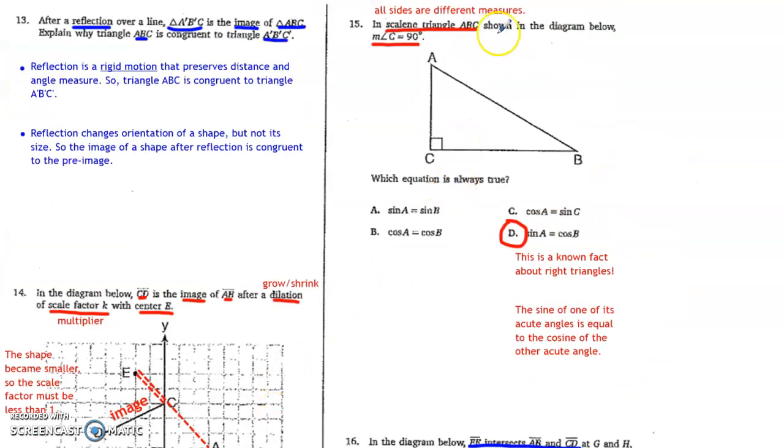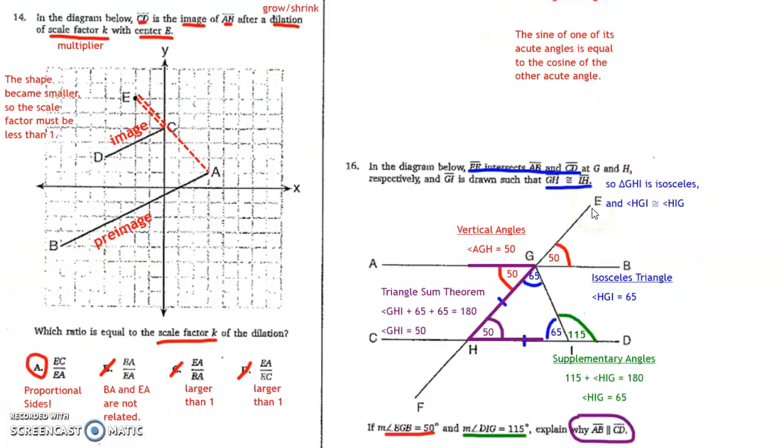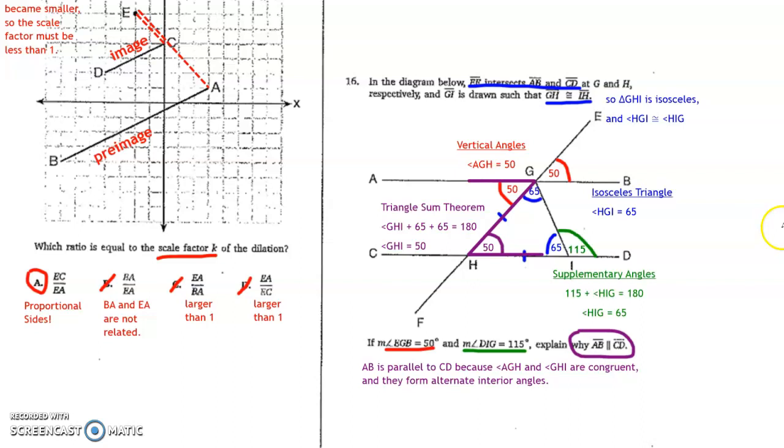Moving on to question 15, scalene triangle, it means that all the sides are different measures and all the angles are different measures. It asks us which equation is always true. We're looking for the one that's always true, and we know that sine A is equal to cosine B. This is a fact that we know about right triangles, not necessary to go over. Sine A is equal to sine B, not necessarily true. And then the cosine A is equal to the sine of C. We never learned that.